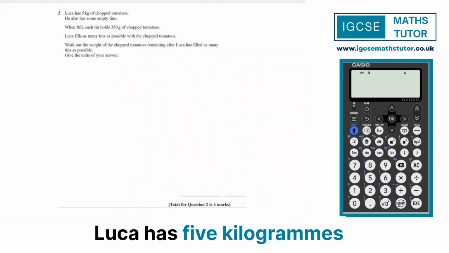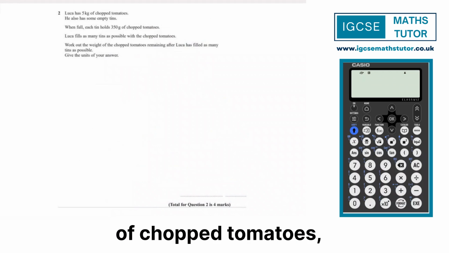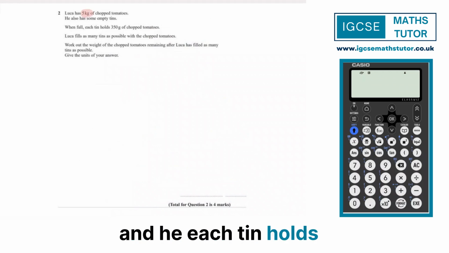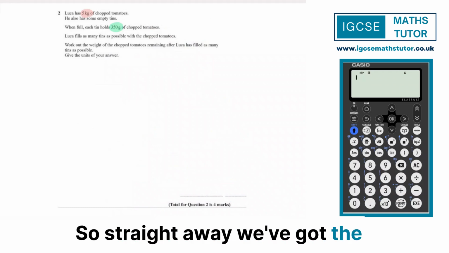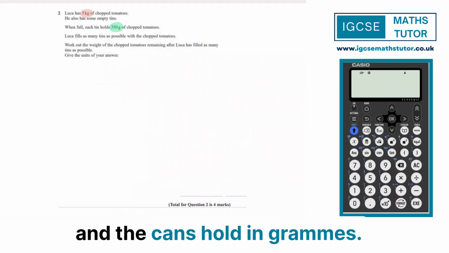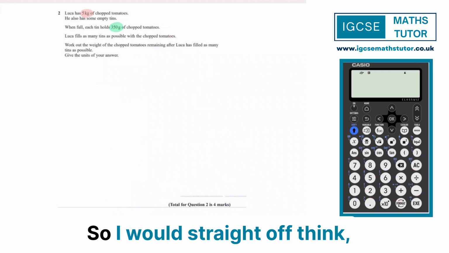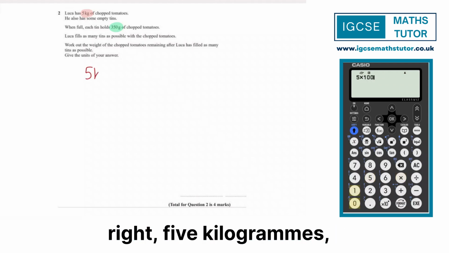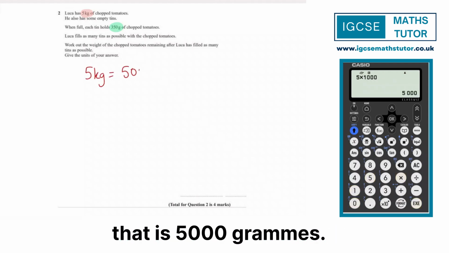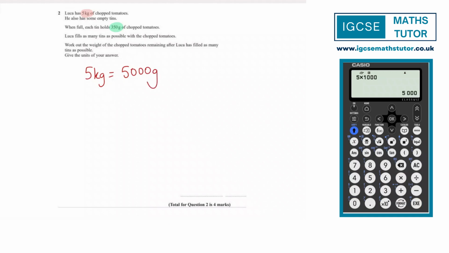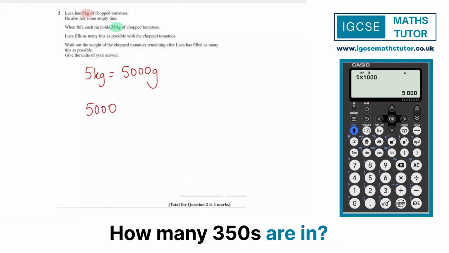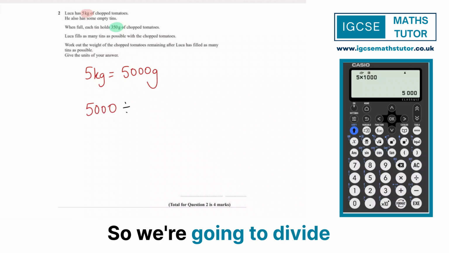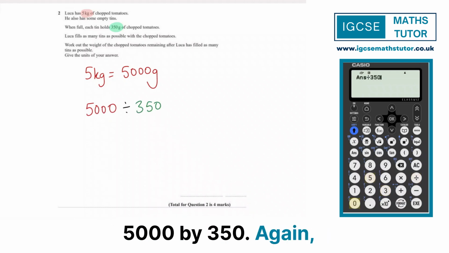Question 2, Luca has 5 kilograms of chopped tomatoes and each tin holds 350 grams. So he's going to be putting these chopped tomatoes into the cans. So straight away, we've got the chopped tomatoes in kilograms and the cans hold in grams. So I would straight off think, right, 5 kilograms, that is 5,000 grams. Write that down. Well, how many cans can he fill up? Well, it's how many 350s are in 5,000. So we're going to divide 5,000 by 350.